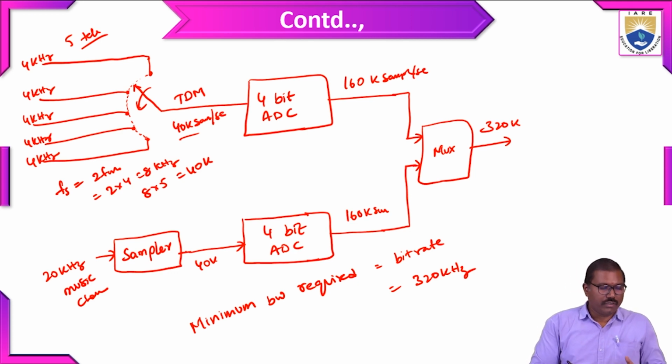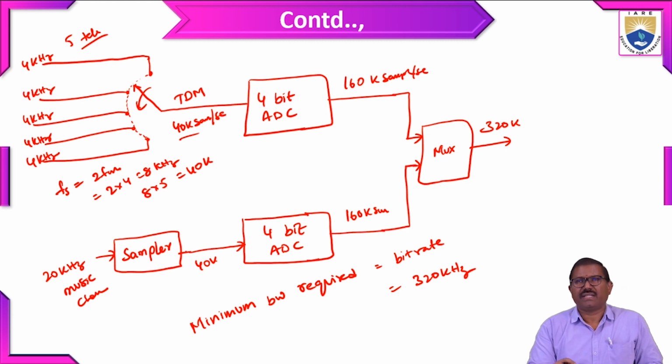So this is going to be applied to the commutator. In this picture, on the left hand side, the arrow indicates the commutator is moving from one channel to another at the rate of 40 kilo samples per second. And this is applied to the ADC, analog to digital converter. Okay. So it is a 4 bit. So 4 into 40 gives 160 kilo samples per second.